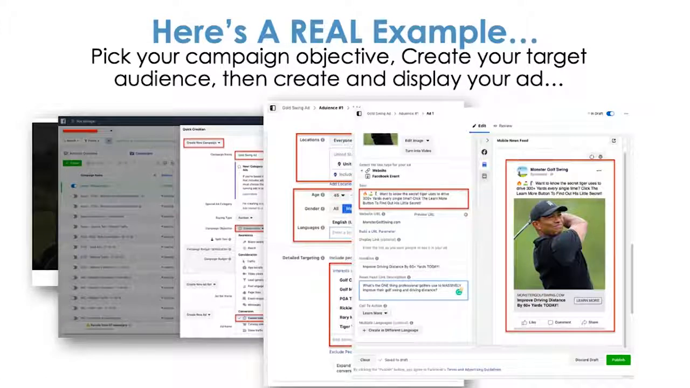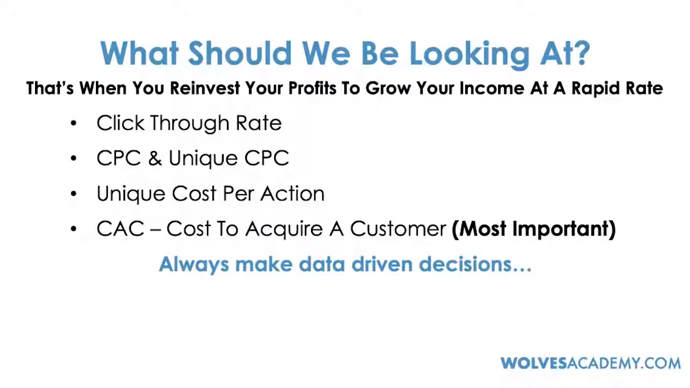Now, what happens after you actually publish your ad? Then we look at the numbers. So what should we be looking at? We should be looking at click-through rate. So what is the click-through rate?